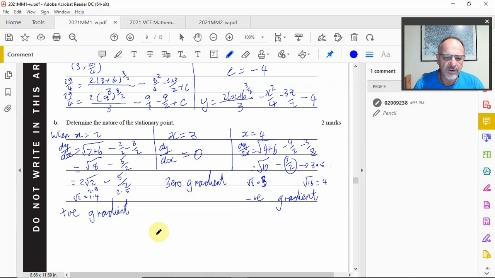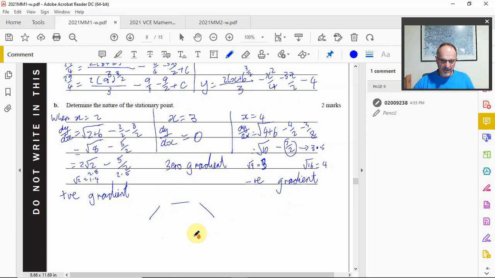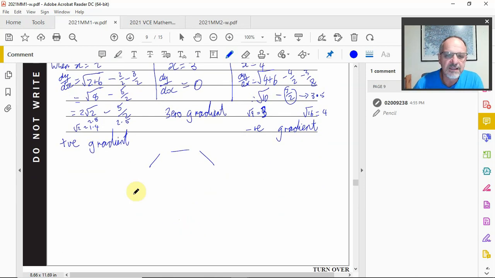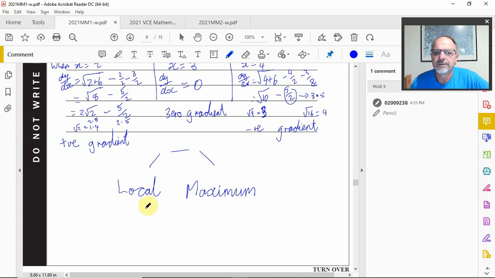So what have we got? We've got a positive gradient, a zero gradient, a negative gradient, and something like that is therefore a local maximum. It says determine the nature of the stationary point. I would be using the word local, rather than just saying it's a maximum, because there may or may not be a maximum in the function itself.